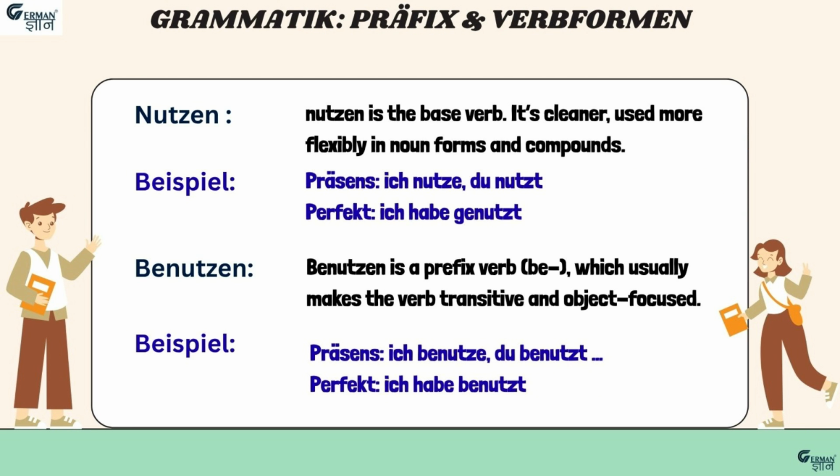The next difference is on the basis of prefixes and verb forms. Nutzen is a base verb, it's cleaner and used more flexibly in noun forms and compounds. For example, in present you can say ich nutze, du nutzt, and in perfect ich habe genutzt. Benutzen is a prefix verb, where the verb is Nutzen and be is the prefix, which usually makes the verb transitive and object focused. The prefix be implies doing something to the object directly. In present it is ich benutze, du benutzt, and in perfect ich habe benutzt.